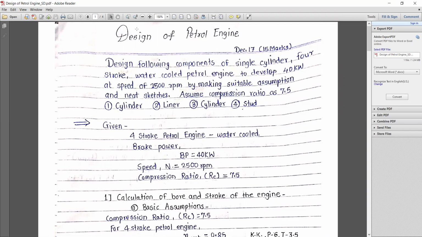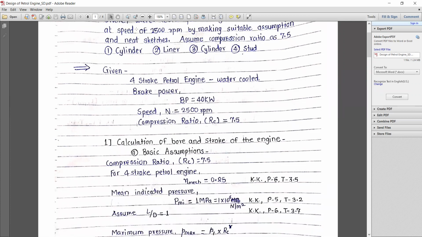Design the following components of a single cylinder 4-stroke water cooled petrol engine to develop 40 kilowatt at a speed of 2500 rpm, by making suitable assumptions and within its gauge. Assume a compression ratio of 7.5. What we need to determine: the cylinder, liner, cylinder head, and stud. So these parts we need to design.